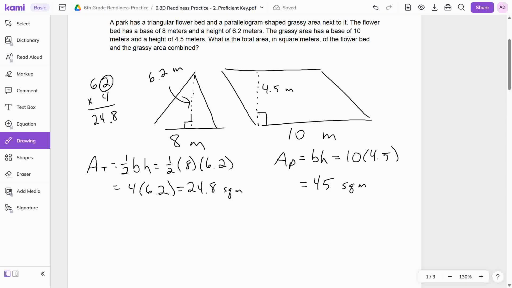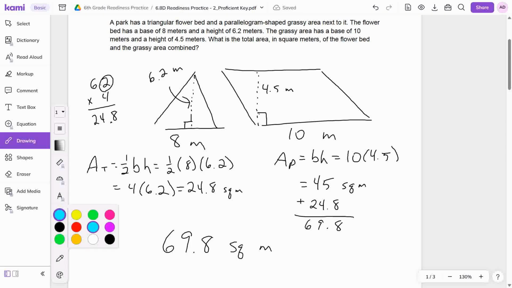All right, so let's just add those up. I've got 45 and I've got 24.8. So that's going to be 69 and 8/10 square meters. That is my area of the combined flower bed. So we'll put it in a green box.